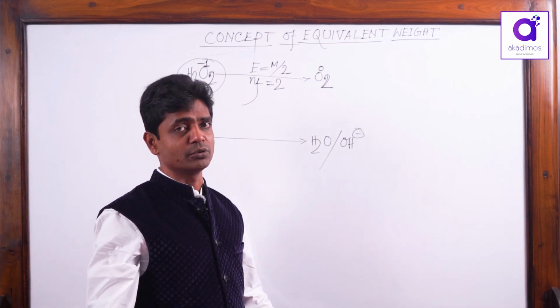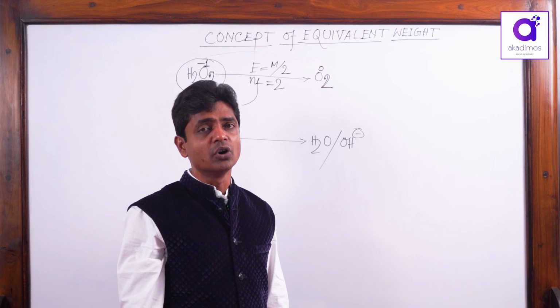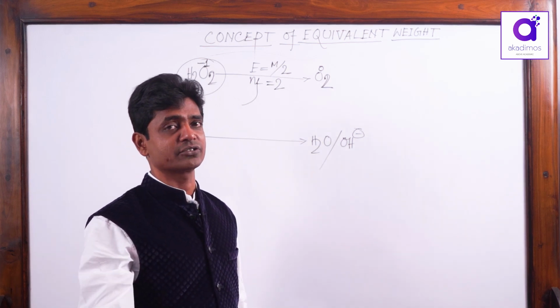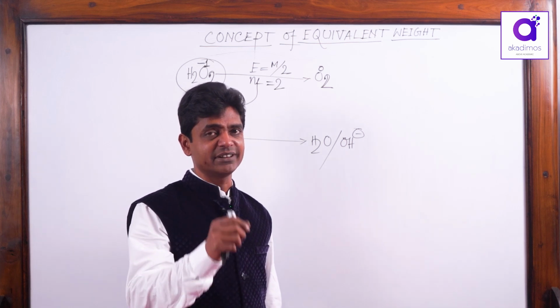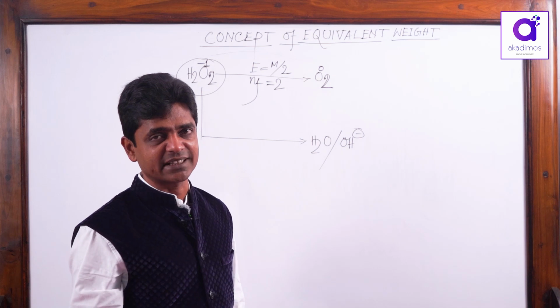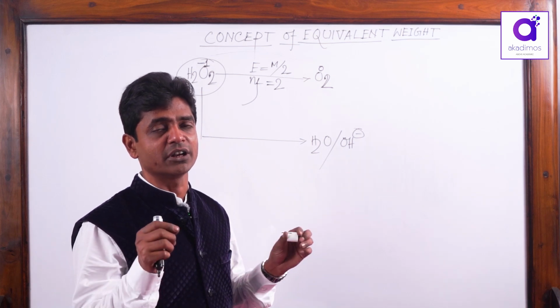The molecular weight of H2O2 is 34. If you take 34 gram of H2O2, it is associated with 2 mole electron transfer. If I take 17 gram of H2O2, it is associated with 1 mole electron transfer, so that 17 gram is the 1 gram equivalent of H2O2.